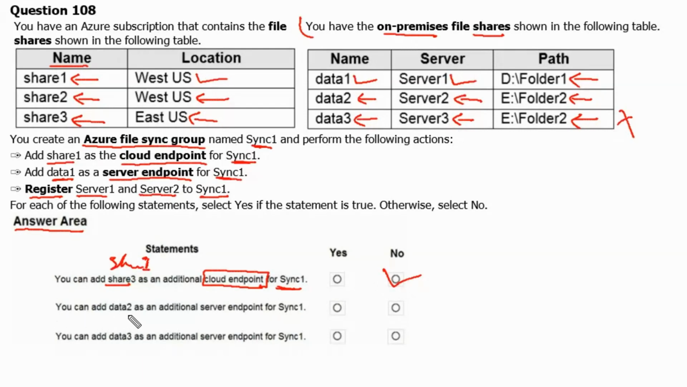Statement 2: you can add data2 as additional server endpoint for sync1. The answer for this would be yes. Why? Because we can have multiple server endpoints for one sync group, and we have one server endpoint, which is data1 on server1, but for server2 we do not have any pre-existing server endpoint. Therefore, we can add data2 as server endpoint for server2.